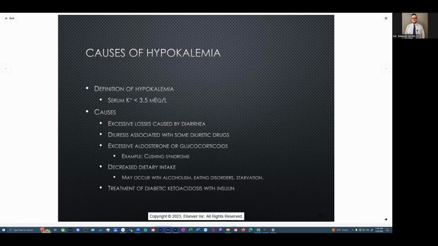Another common thing is alcoholism, general eating disorders like bulimia, that would involve vomiting, anorexia, that would involve just starving themselves, and that would lose a lot of nutrients and a lot of intake for potassium.